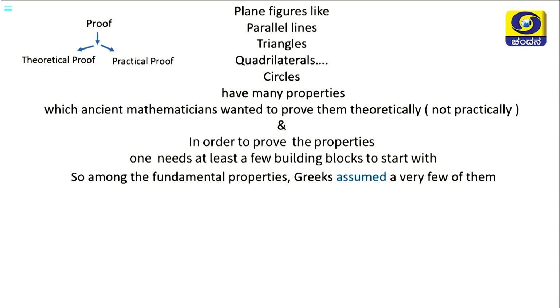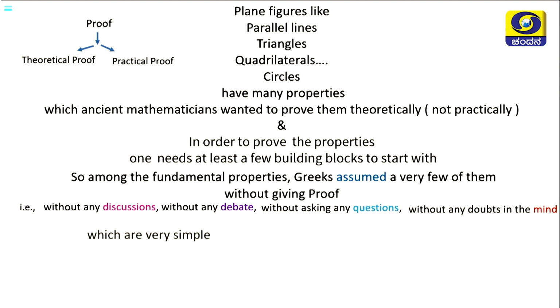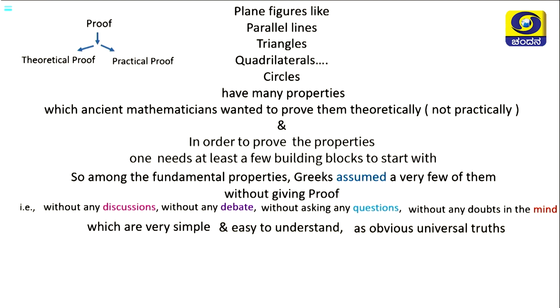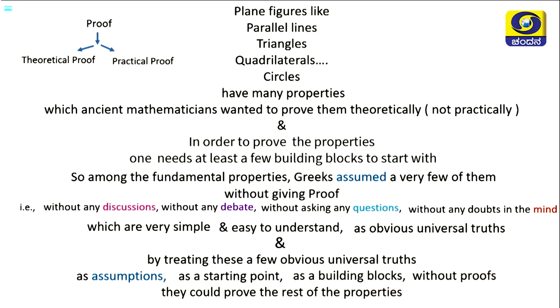Among the fundamental properties, Greeks assumed a very few of them without giving any proof, that is, without any discussions, without any debate, without asking any questions, without any doubts in the mind, which are very simple and easy to understand as obvious universal truths. And by treating these few obvious universal truths as assumptions, as a starting point, as building blocks without proofs, they could prove the rest of the properties.